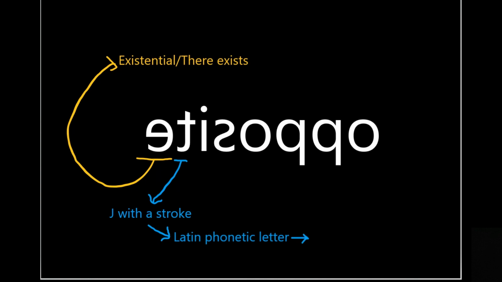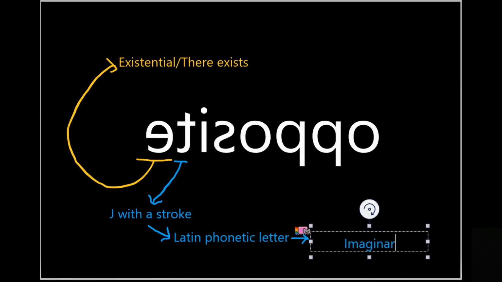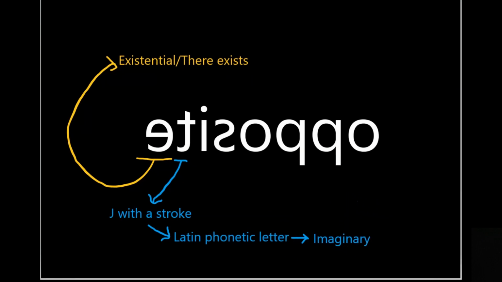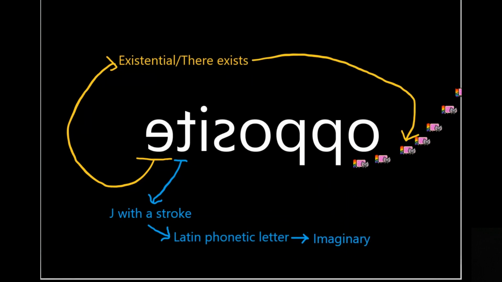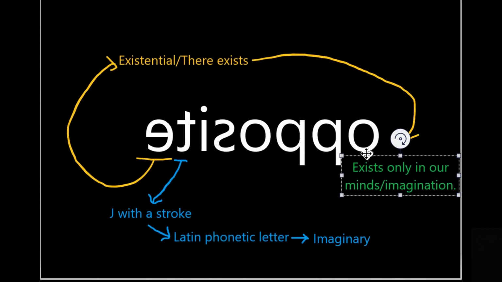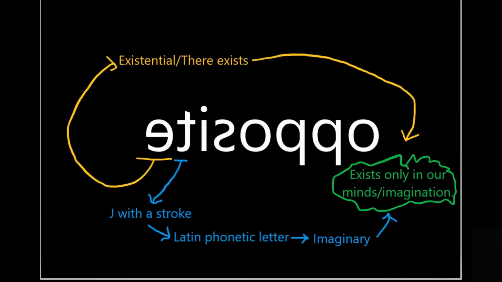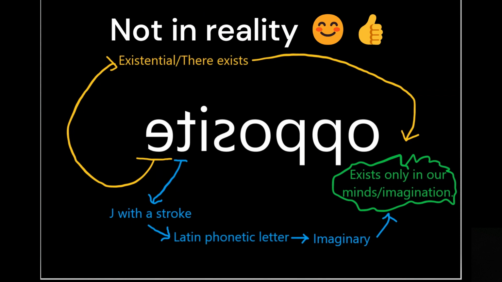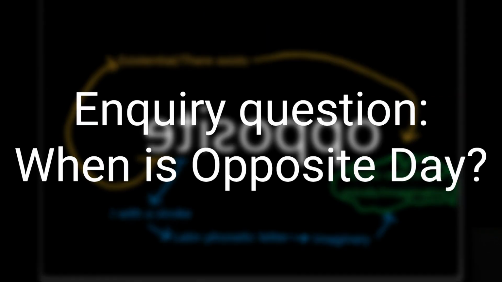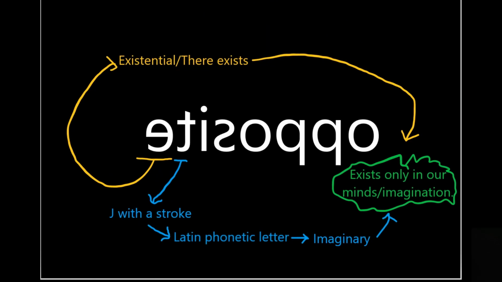I, or in this case J, means the term imaginary. Link this up with the previous symbol and we can get the answer that opposite day only exists in our minds and imagination, not in reality. However, this does not answer our inquiry question.